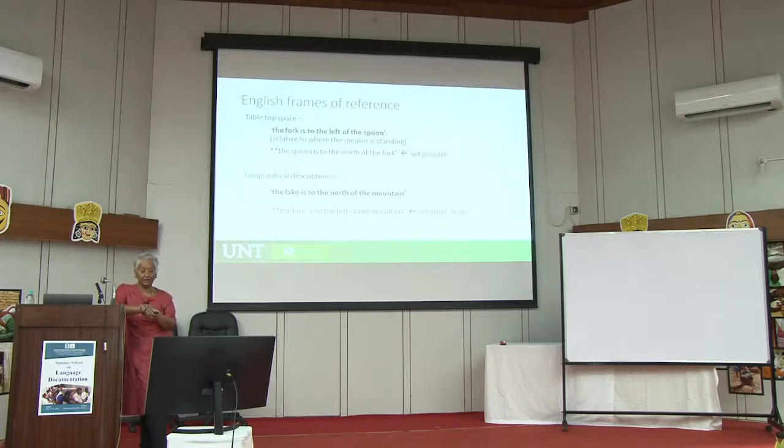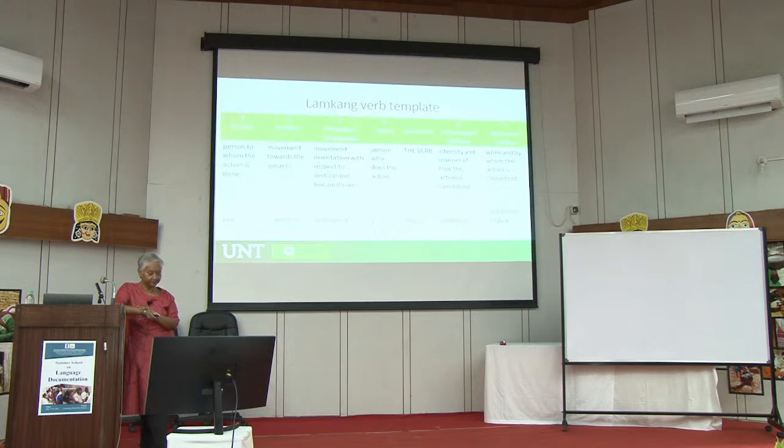And here's the English tabletop frames of reference, which is slightly different. If you wanted to really study the grammar, you would want to know that you can say something like, the fork is to the left of the spoon, but you would never say the spoon is to the north of the fork, or the fork is to the north of the spoon. For those tiny tabletop things, you don't use north, south, east, west, but you can use it when you say the lake is to the north of the mountain. So what I'm showing here is that you can have complex forms that take some intrinsic and some relative and some absolute to get the whole language's frames of reference that are used.